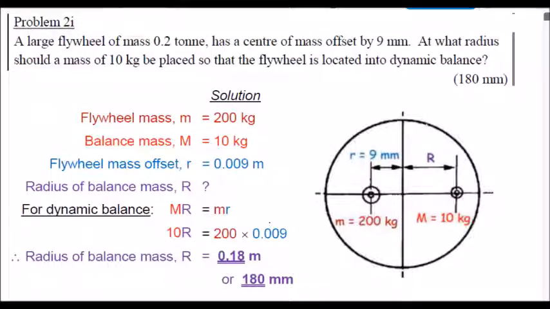There's my solution for problem 2i. Okay, so for dynamic balance, my balancing mass multiplied by the balancing radius must equal the mass of the flywheel times the off-center distance r. And I'm just simply going to rearrange the equation for r. So my r in this case is 0.18 meters because I used the 0.009 meters in my calculations, but the answer on the sheet is actually given in millimeters in this case. So that equation that we're showing there, the mr equals the mr, only works when you've got these two masses and they're diametrically opposite each other.